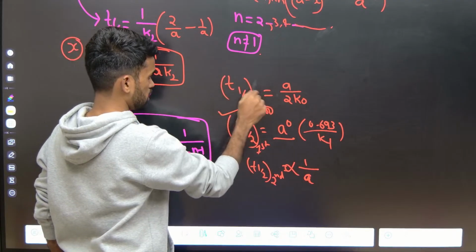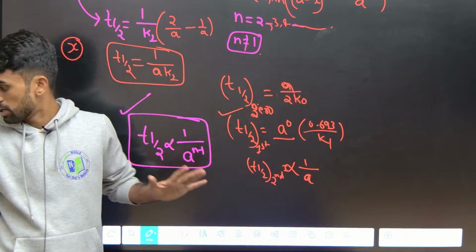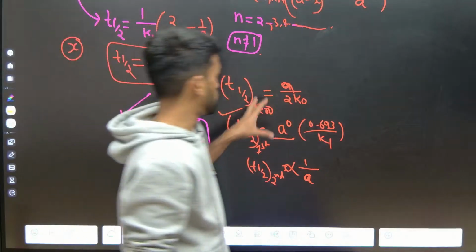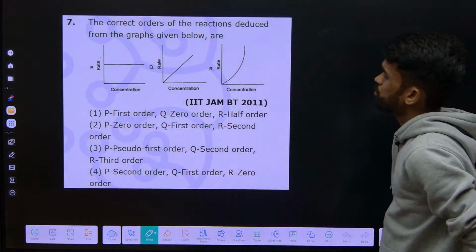The half-life relation for zero order is directly proportional, right. These are the things to be remembered from this particular topic here. Let me show you some questions here. Now look at the question.